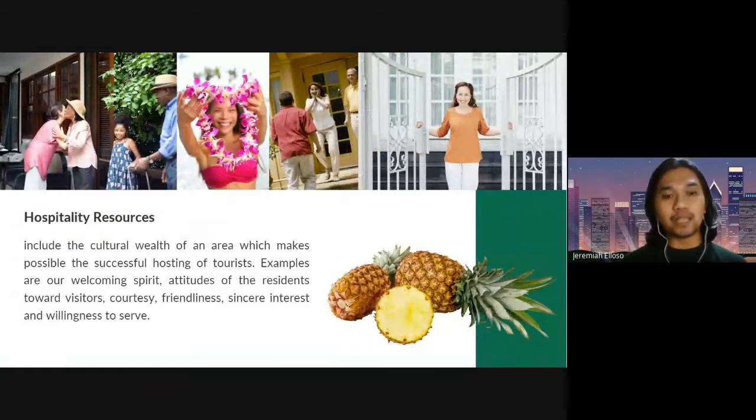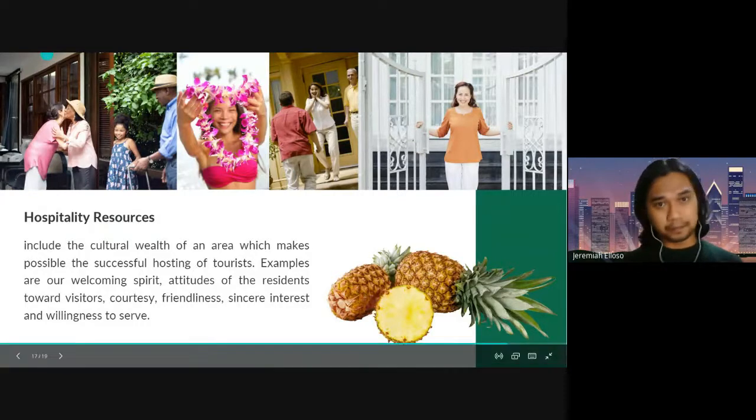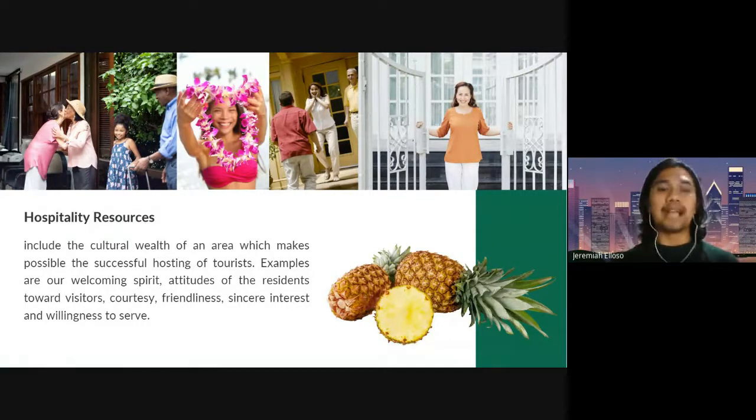And then hospitality resources, this includes the cultural wealth of an area, which makes possible the successful hosting of tourists. Examples are our welcoming spirit, attitudes of the residents towards the visitors, courtesy, friendliness, sincere interest, and willingness to serve. All right. So we have to note that different cultures would have different ways of hospitality and also of accommodating their guests. But what I can say, though, is that the Philippines, or we Filipinos, are very much known for our Filipino brand of hospitality. And that is very much evident.